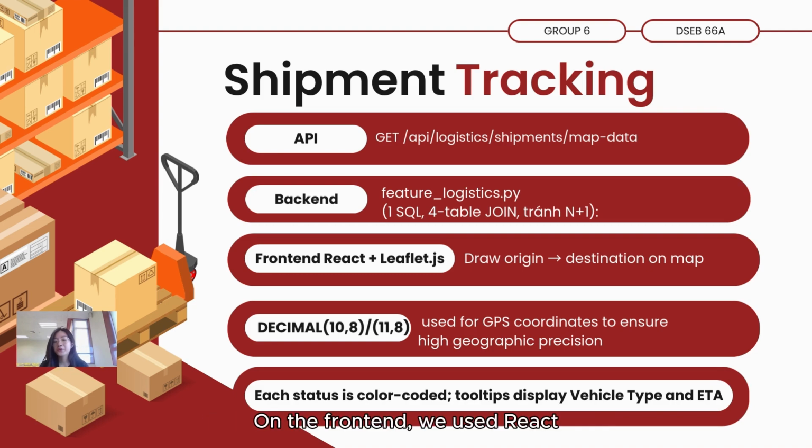On the front end, we use React together with Leaflet.js to visualize segment routes from origin to destination on an interactive map. Each segment status is displayed with a different color for easier tracking. And when the user hovers over a route, the tooltip shows additional details such as the vehicle type and the ETA, which is the estimated arrival time.